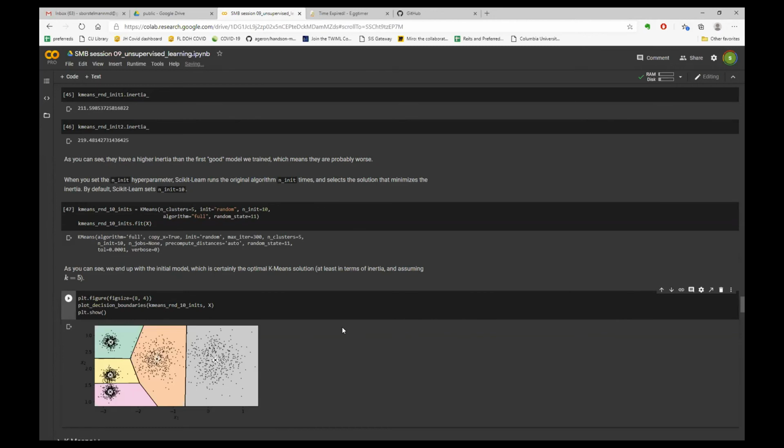Showing it, this is very similar to what we got the first time, which means that the optimum k-means solution is 5.